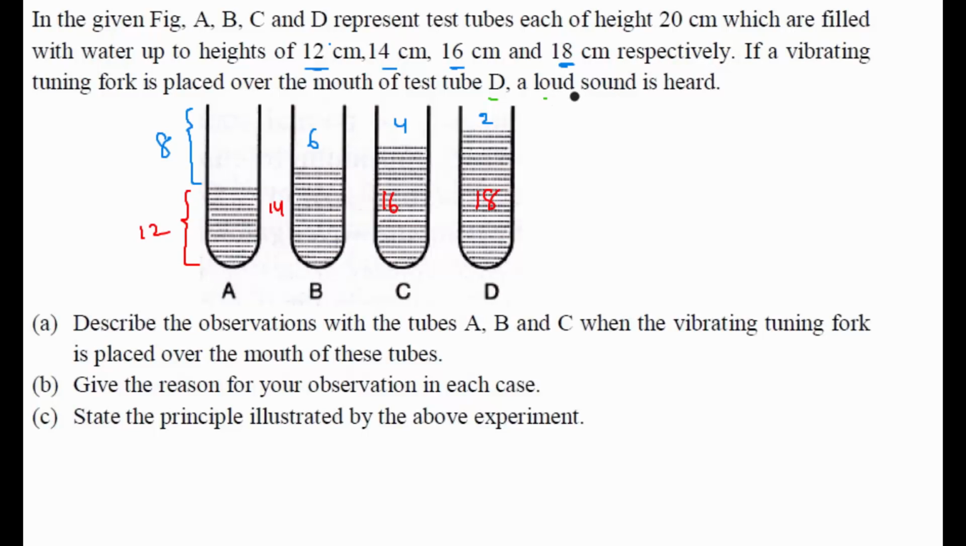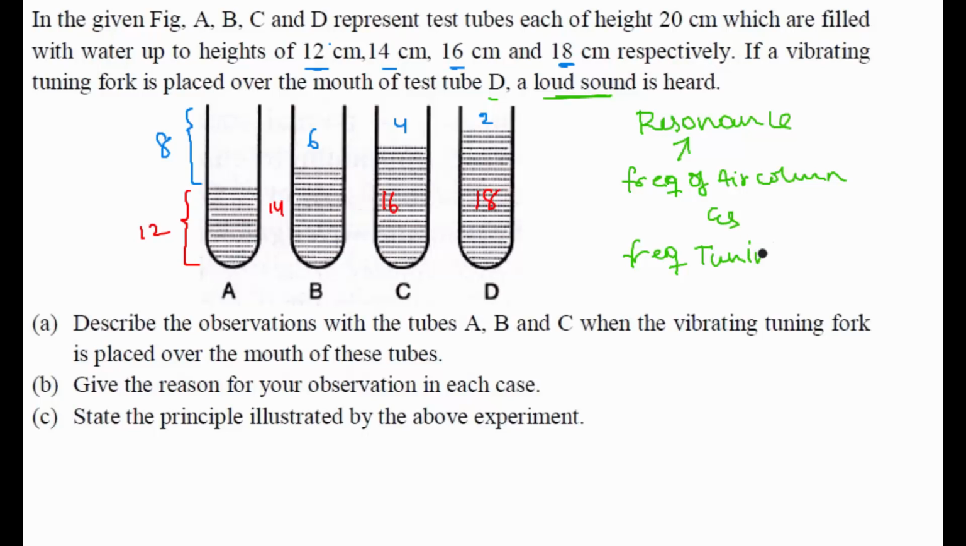When will we hear a louder sound? When two vibrating bodies are in resonance. Right? Now in this case, the tuning fork and this air column are in resonance. Now which quantity is the same when they are in resonance? Their frequencies will be the same. So the frequency of the air column and the frequency of the tuning fork are the same. So these both are equal.